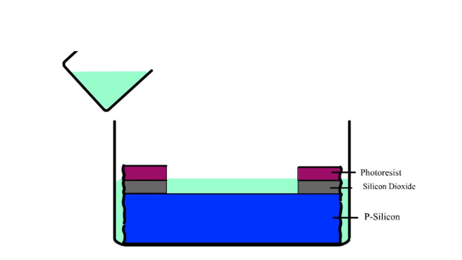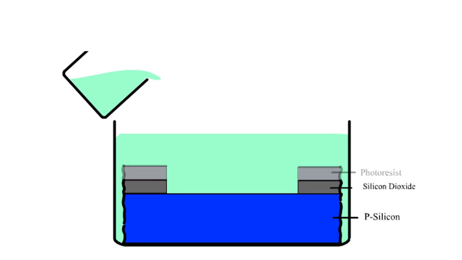Photoresist removal. After windows are etched through the silicon dioxide layer, the photoresist is stripped from the surface, leaving a window in the silicon dioxide layer. Photoresist removal typically uses proprietary liquid resist strippers.